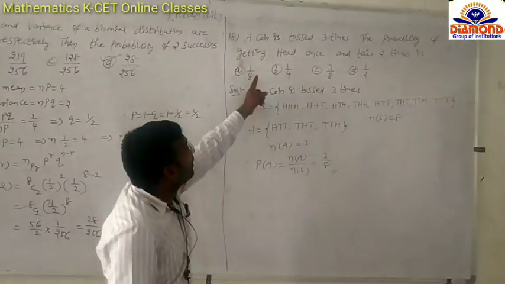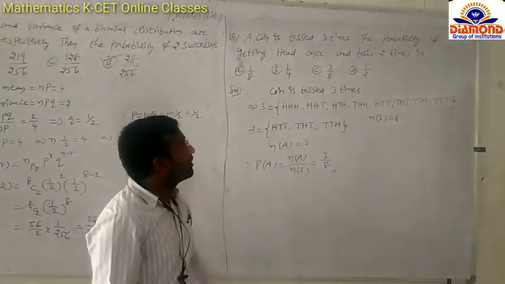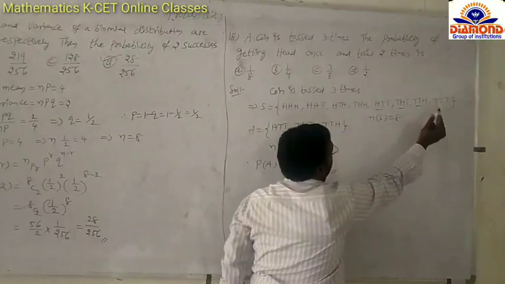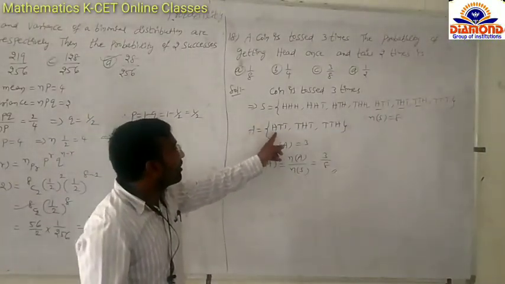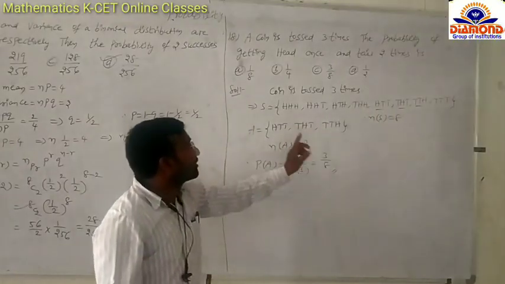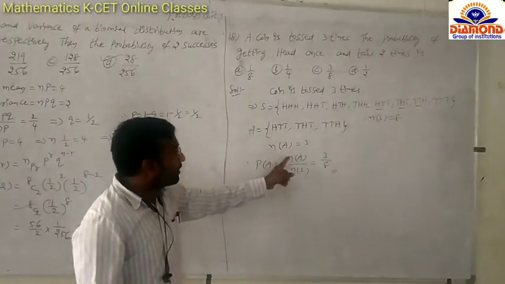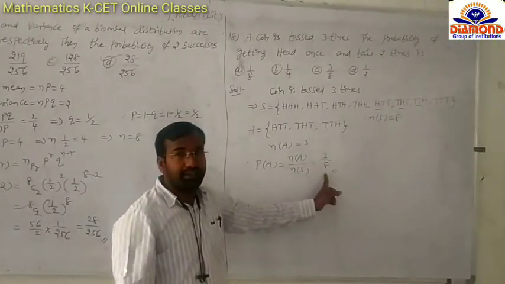So we want to find the probability of head 1, 2 tails. Head 1, 2 tails means HTT, THT, TTH. Take this as event A. So here how many? 3. So N of A equal to 3. What is the required probability? P of A equal to N of A by N of S, equal to 3 by 8.